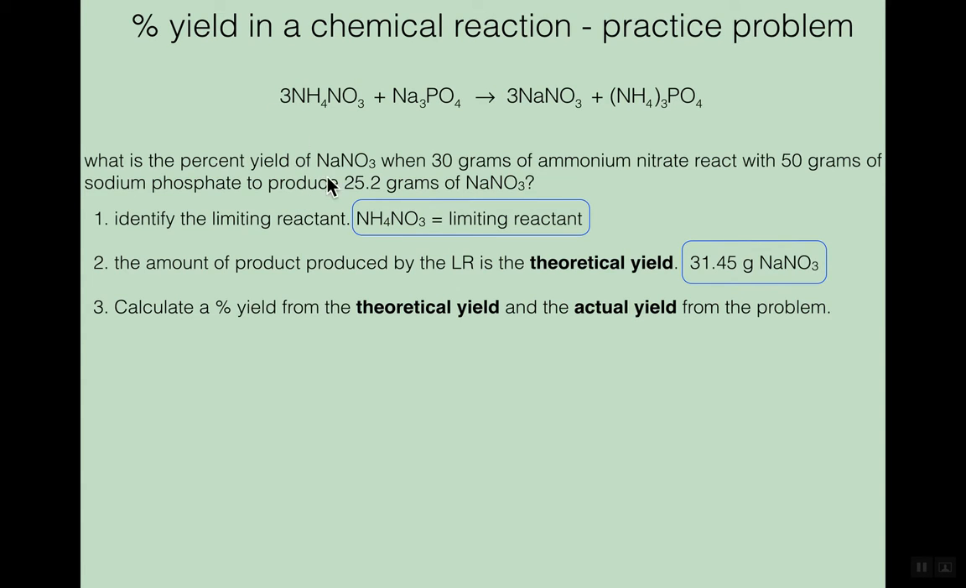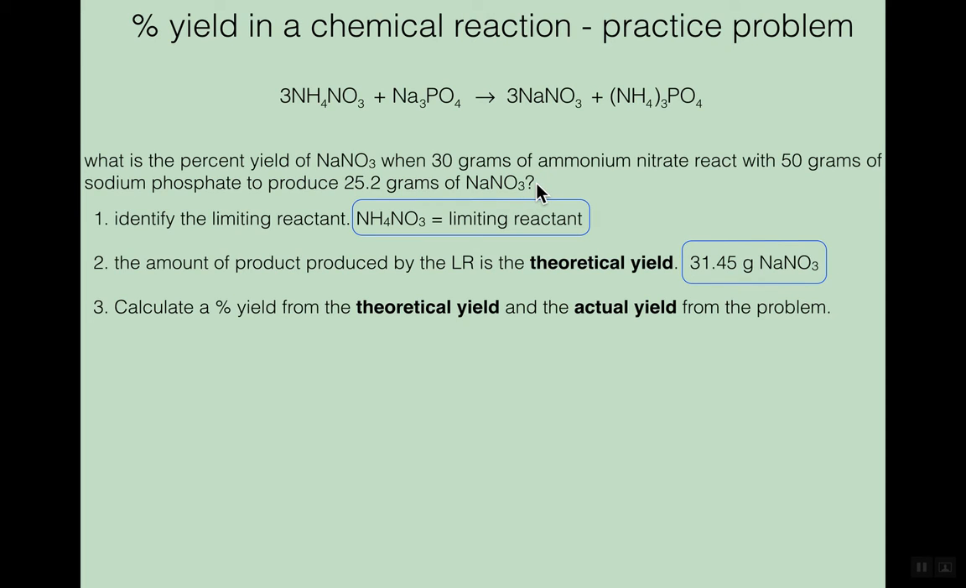In this case, they're asking about this product here, sodium nitrate. We're going off the same chemical equation as we did in the stoichiometry problem. So in this example, we're being asked, what's the percent yield of this sodium nitrate when we react the 30 grams of the ammonium nitrate with the 50 grams of the sodium phosphate? And they're telling us that when we did this experiment, we made 25.2 grams of sodium nitrate.